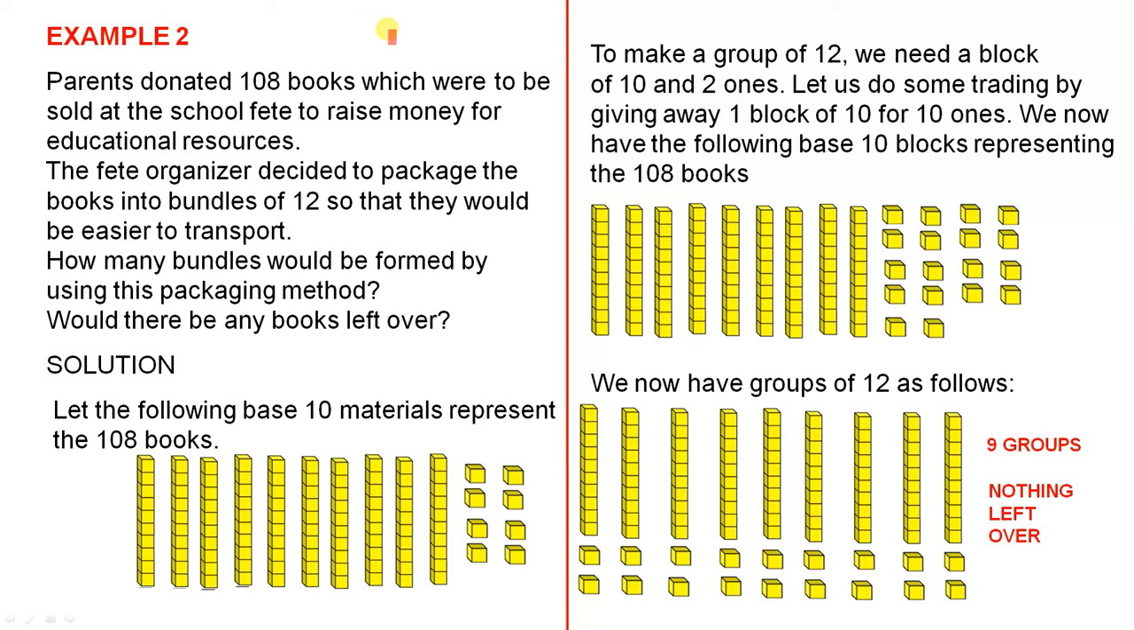Example 2. Parents donated 108 books which were to be sold at the school fete to raise money for educational resources. The fete organiser decided to package the books into bundles of 12 so that they would be easier to transport. How many bundles would be formed by using this packaging method? Would there be any books left over?